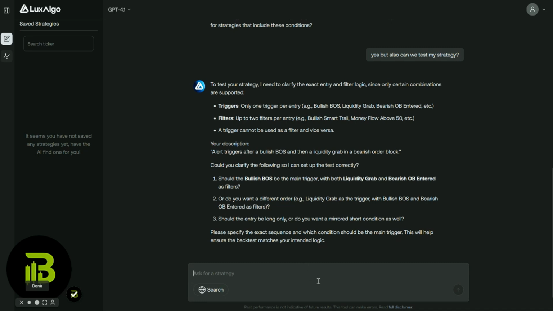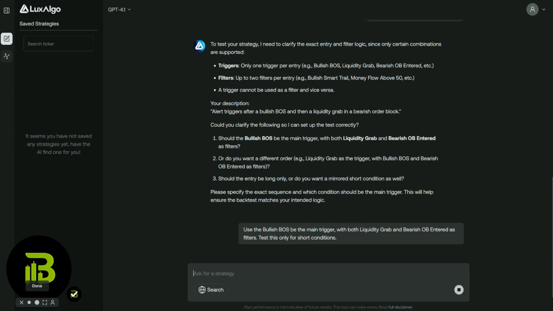That's really interesting. So what I'm going to say is, use the bullish break of structure as the main trigger with both liquidity grab and bearish order block entered as the filters. Test this only for short conditions. And let's see what the AI gives us back here.